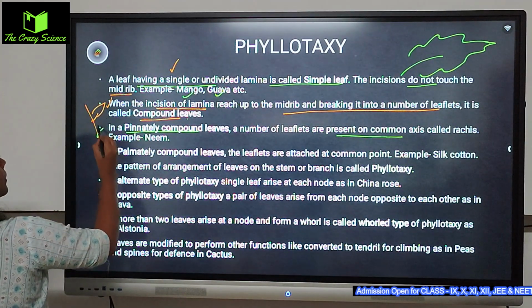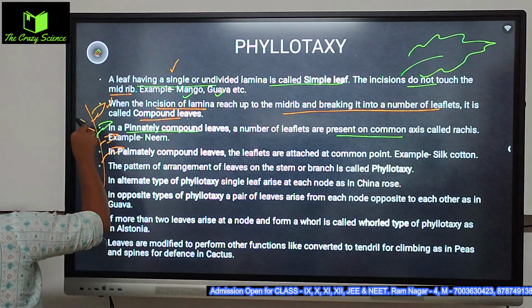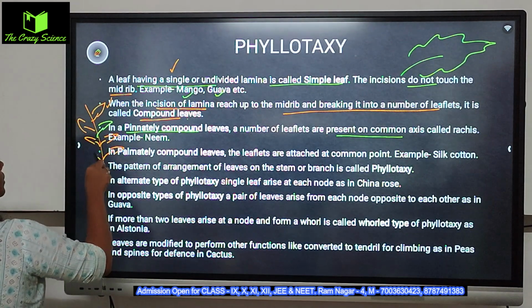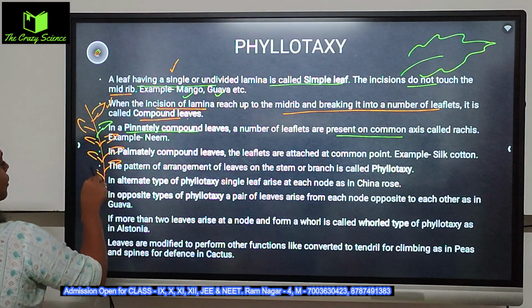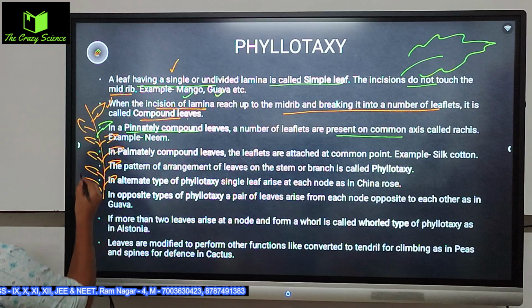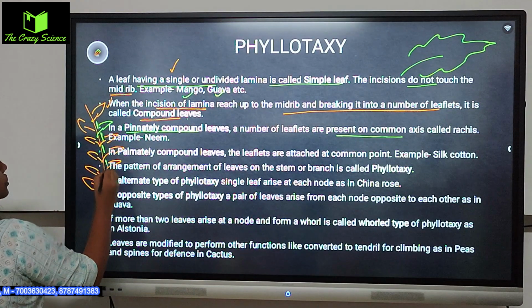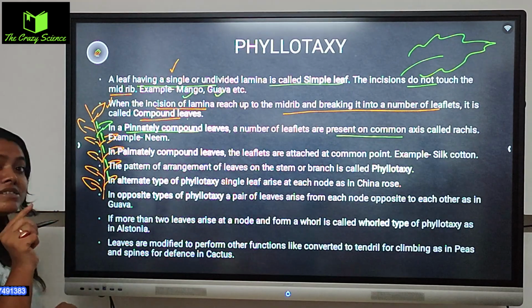This is how they look. The leaflets are arranged like this over the stem. This is called the rachis. Rachis means the distance from one leaflet to another. This is called the rachis. This is not an internode, this is a rachis.